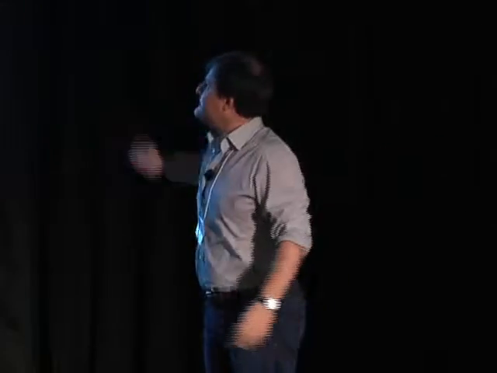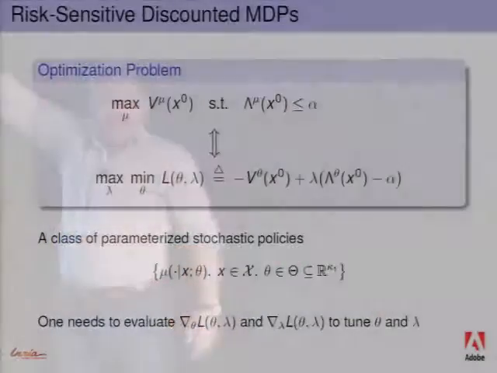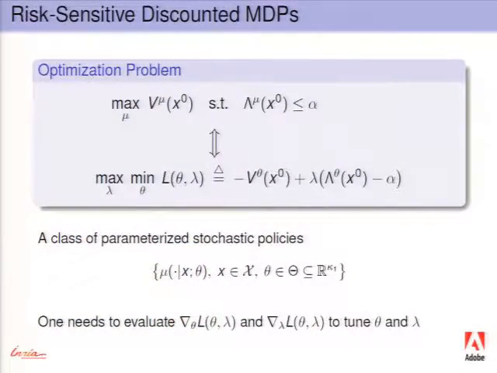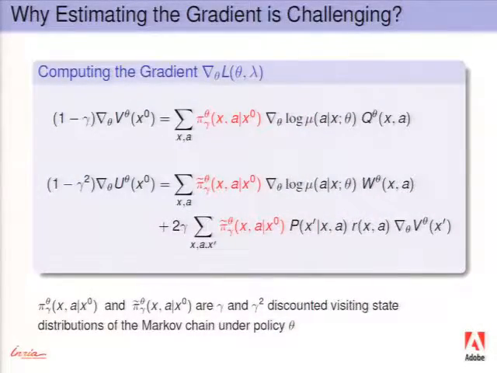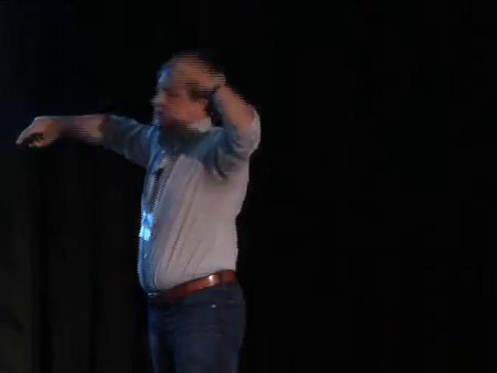So we use the Lagrange relaxation to change the constrained optimization to unconstrained optimization. And of course, one needs to evaluate the gradient of this L with respect to both theta and lambda: descent in theta, ascent in lambda, and we are fine. The gradient with respect to lambda is easy to calculate. The gradient with respect to theta requires calculating the gradient of the value function at x naught, the initial state, and the square value function.